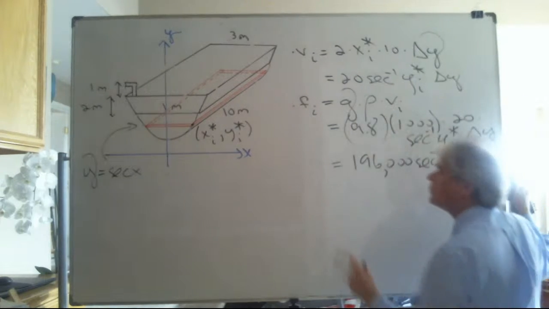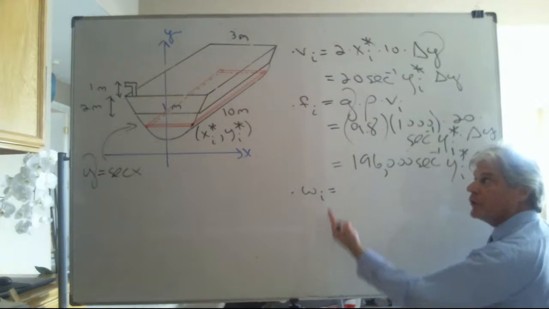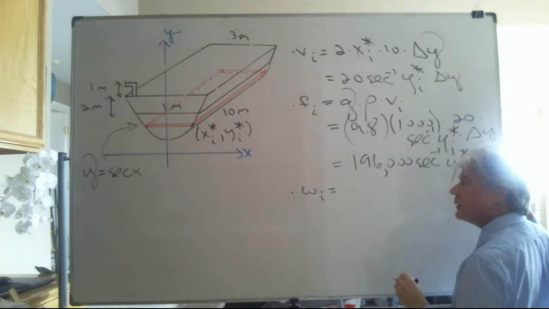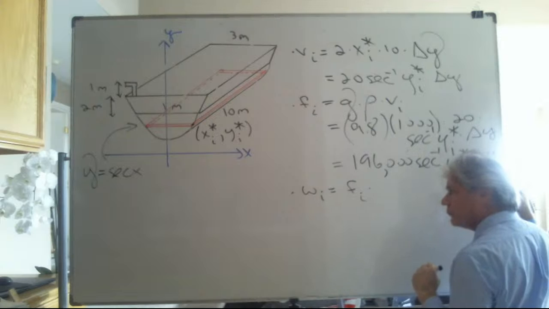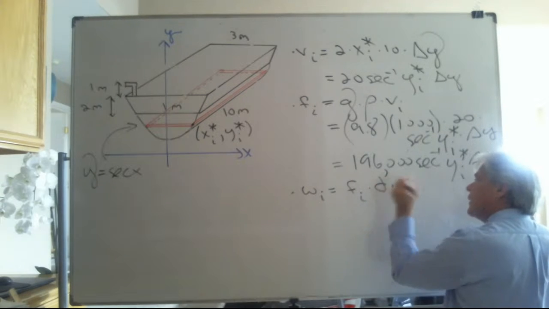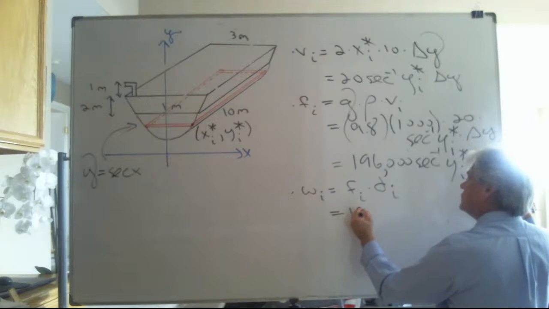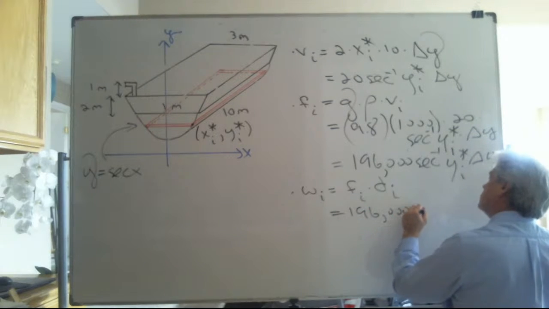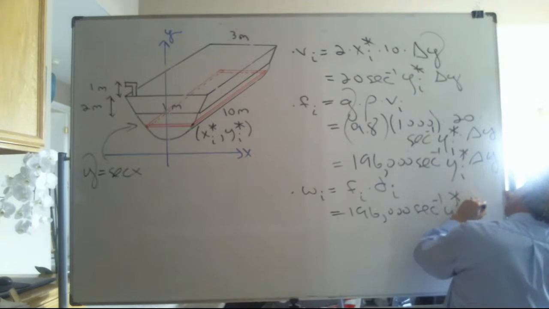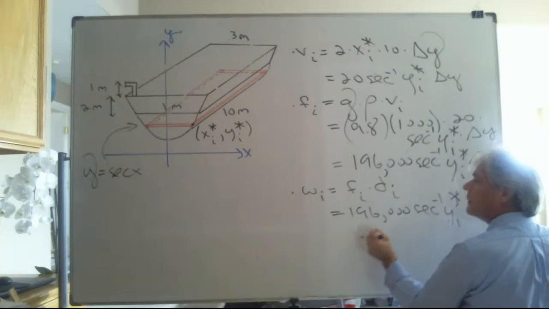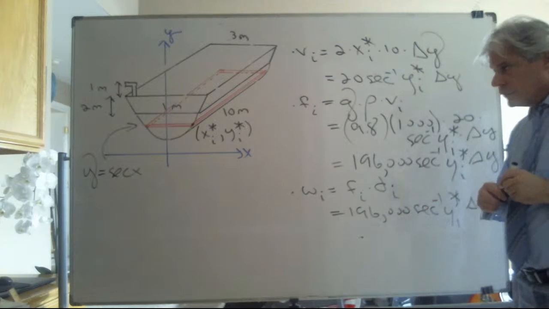Next on my list, the work required to get that ice slab of water moving up and oozing out that spout is the product of the force needing to get it moving with the distance I need to move that ice slab of water. Well, force is already given. I'll multiply by the distance that ice slab needs to move. To get that d sub i, look at my pretty picture.